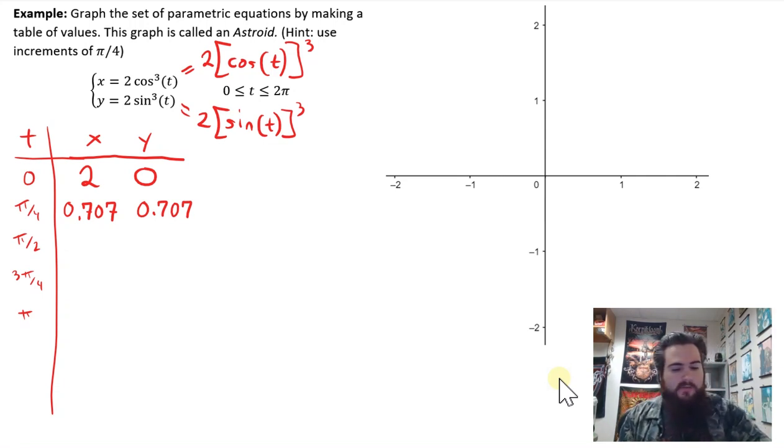When I plug in pi over 2, cosine of pi over 2 is 0, so that overall is going to give me 0 here. Whereas for sine, sine of pi over 2 is positive 1. 1 to the third power is 1, times 2 gives us 2. So we're probably going to see this kind of cycle.